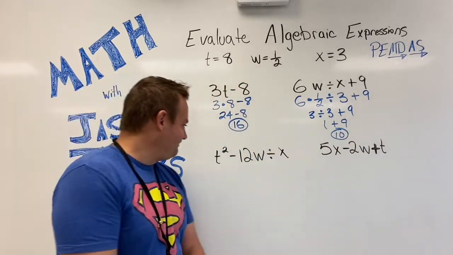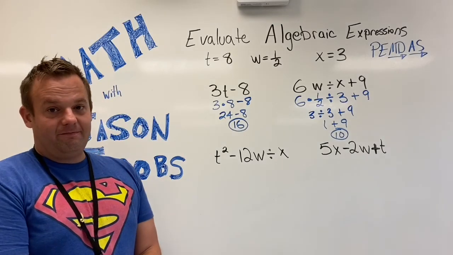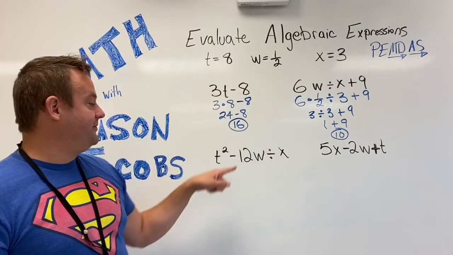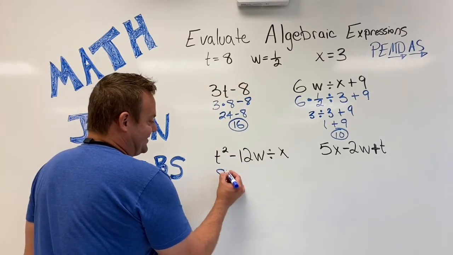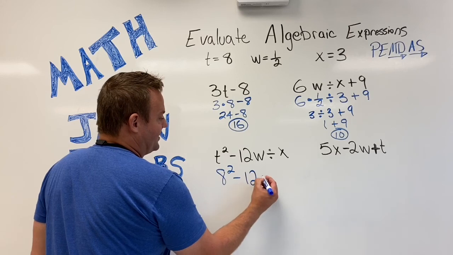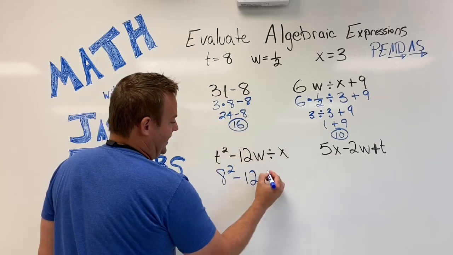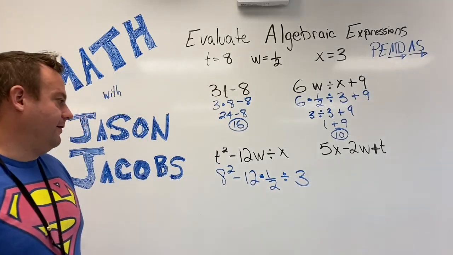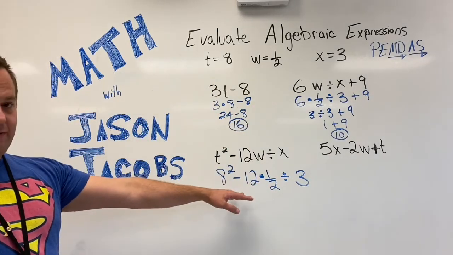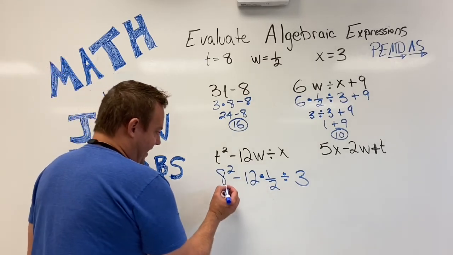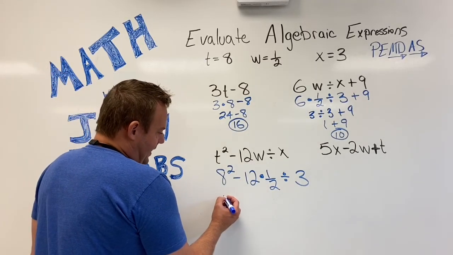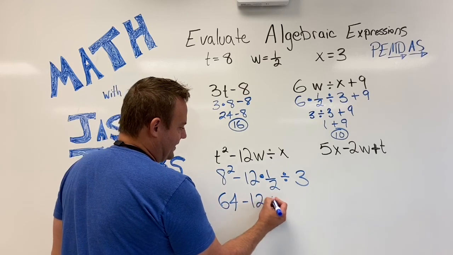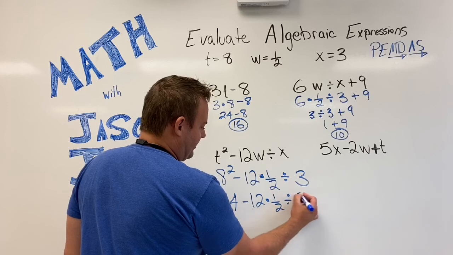Let's go on to this one. First step, write this out numerically. Substitute these values in. So we go 8 squared minus 12 times w, w is 1/2, divided by 3. All right, first parentheses, nope. How about exponents? Yeah, we have some exponents. 8 squared means 8 times 8. 8 multiplied by 8, that's 64, minus 12 times 1/2, divided by 3.